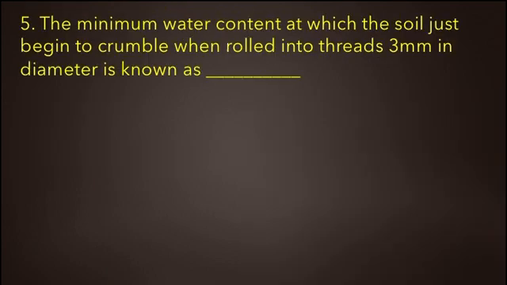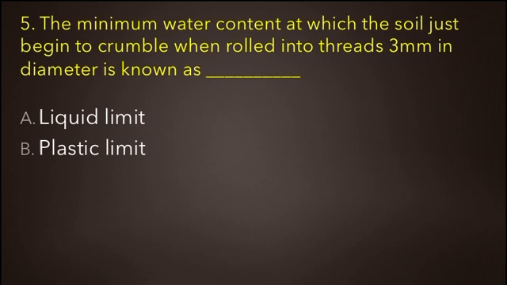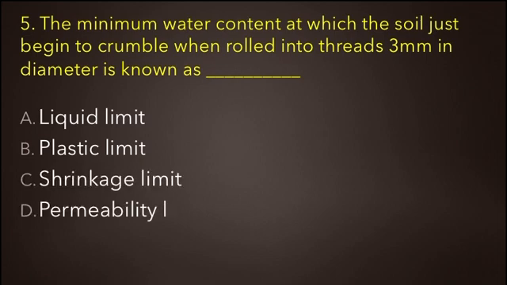The minimum water content at which the soil just begins to crumble when rolled into thin threads 3 mm in diameter is known as dash. We have options: A. Liquid limit, B. Plastic limit, C. Shrinkage limit, and D. Permeability limit. And the right option is plastic limit.